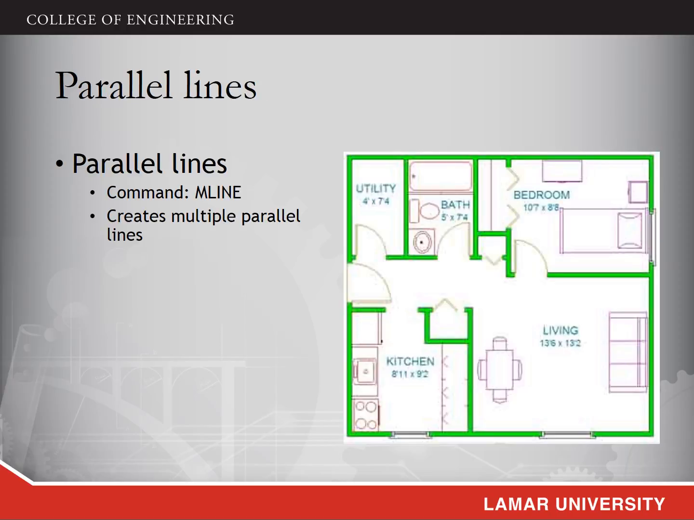The last type of the line we will learn here is called parallel lines. This type of operation can help us to generate two or more lines which are parallel to each other. The parallel lines are actually very helpful for the design of the room layouts. In this example, you can find that the wall of the room can be represented by two parallel lines.